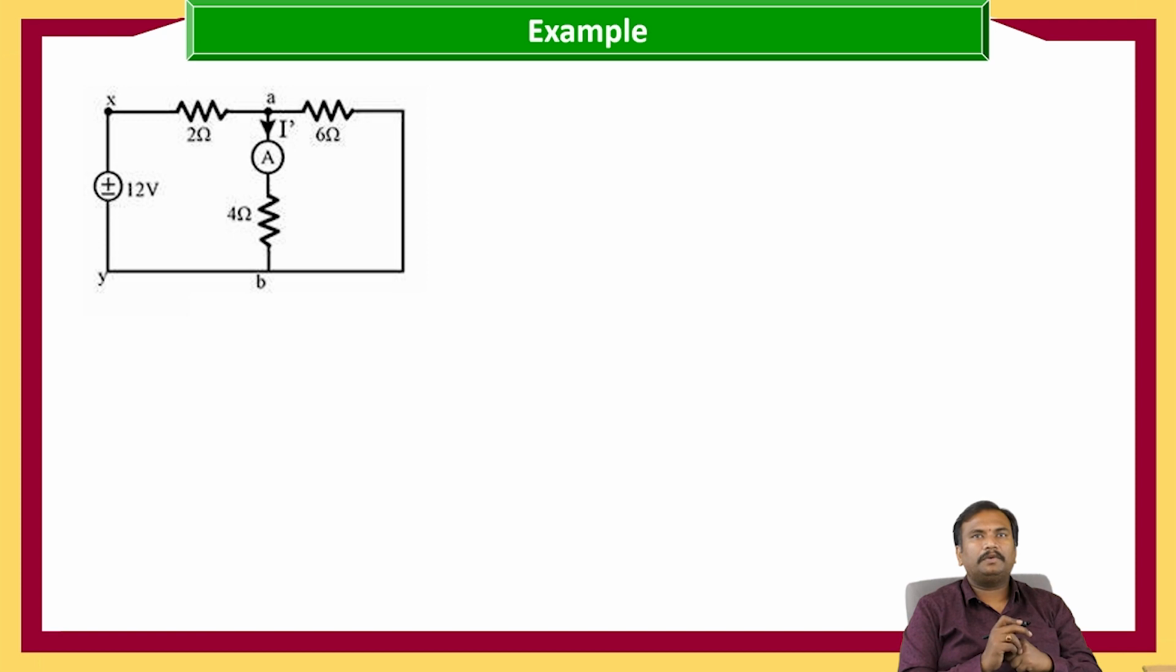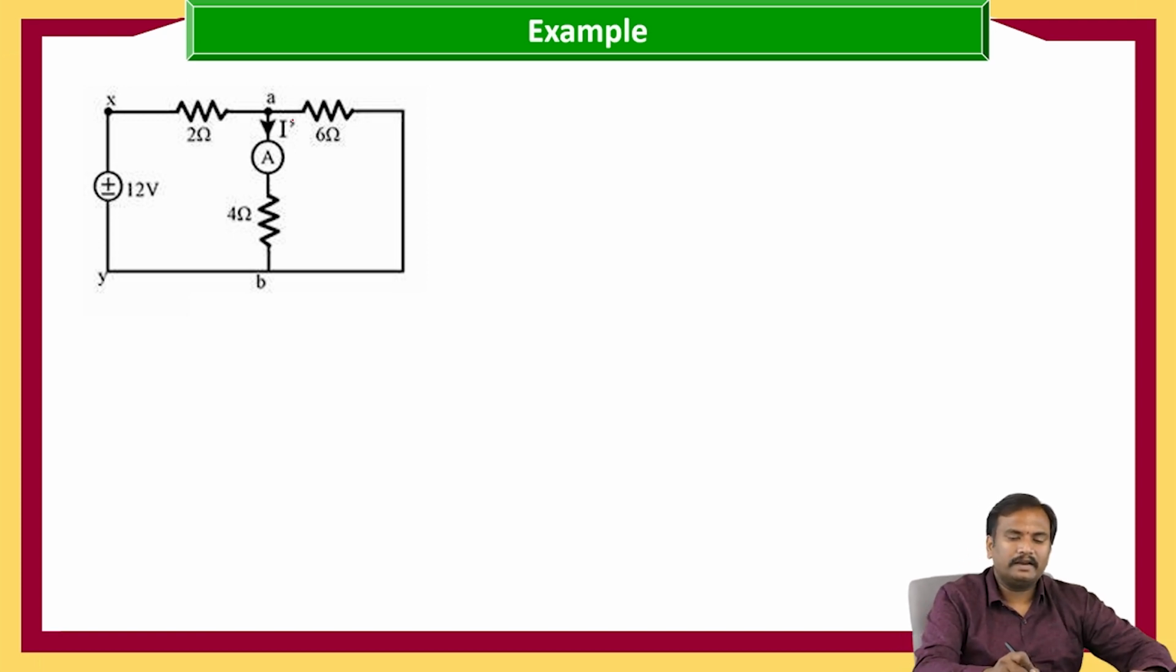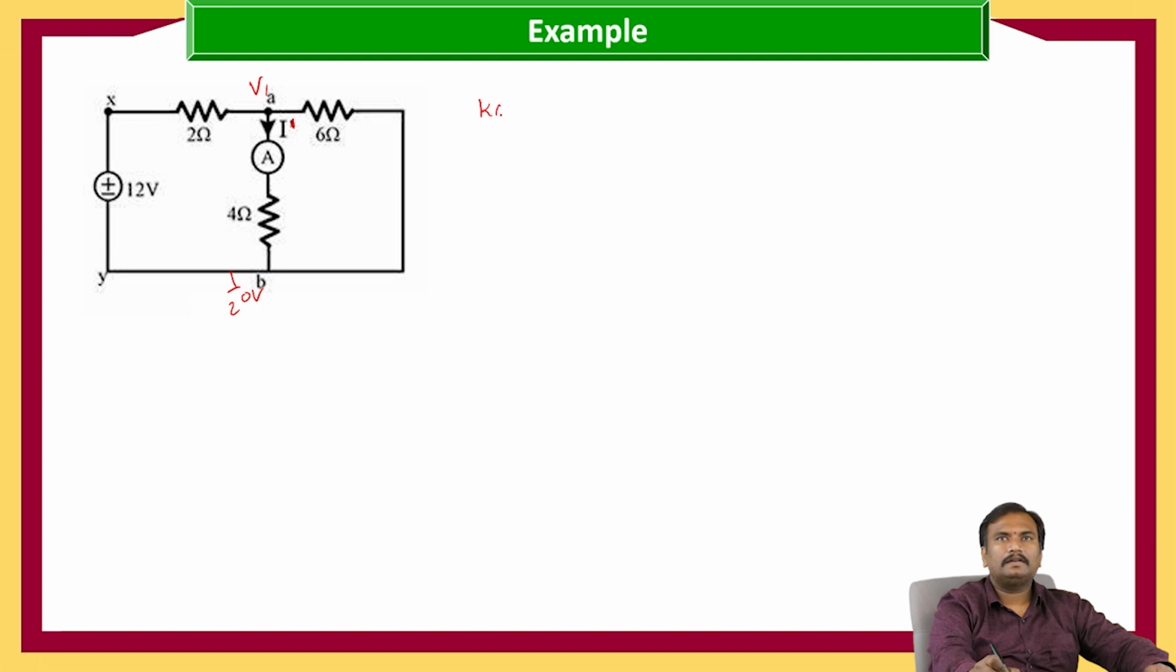So in this example, first let us consider the current as I dash. So here, in order to calculate the I dash value, let us consider the node voltage as V1, and the ground is at 0 volts. So KCL at node 1, that is V1 minus 12 by 2 plus V1 minus 0 by 4 plus V1 minus 0 by 6, which is equal to 0.